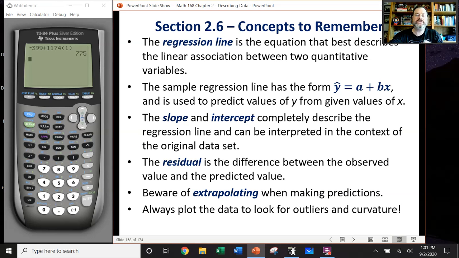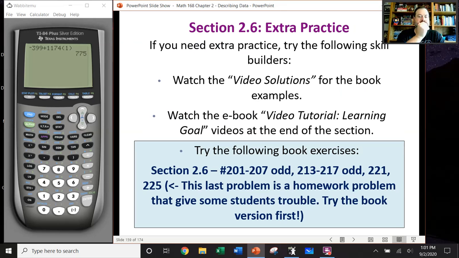And we have one more video in chapter 2. And here's your extra practice. Try these book exercises if you need extra practice, or the video solutions and the video tutorials in the ebook. Both of those are really nice.